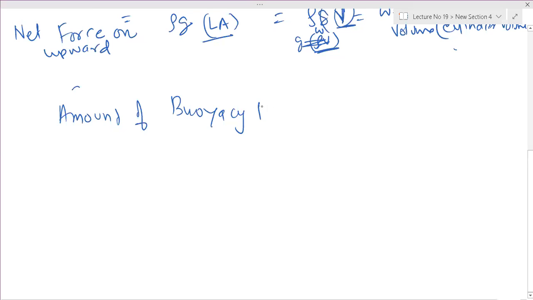We have understood the amount of buoyancy force, but the location of the force is very important. So where does this buoyancy force act? That we call the center of buoyancy. And what is the center of buoyancy?